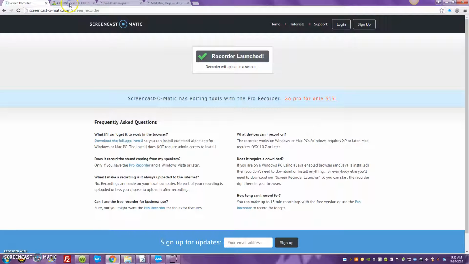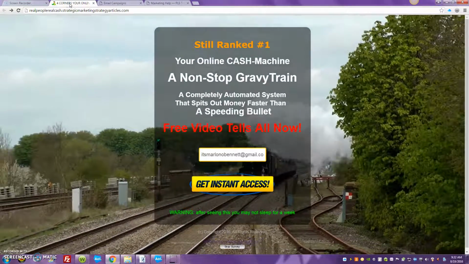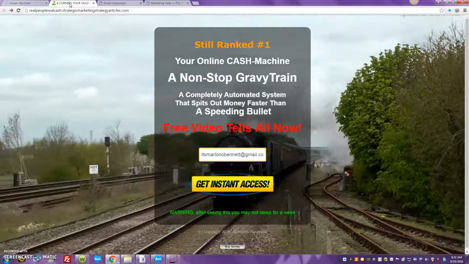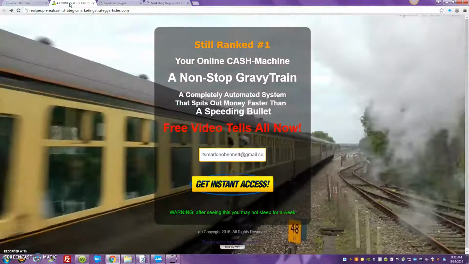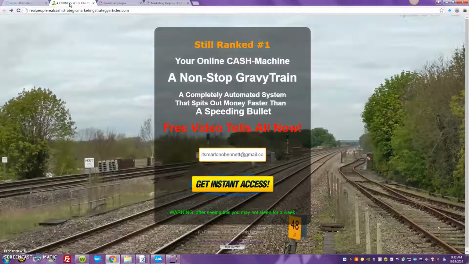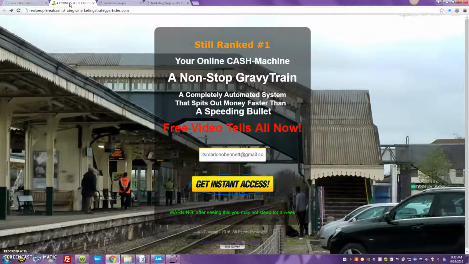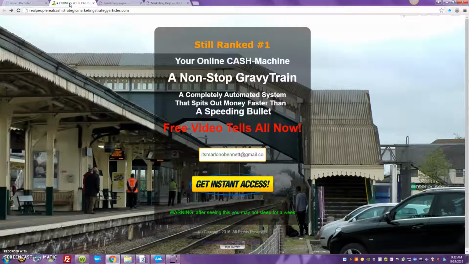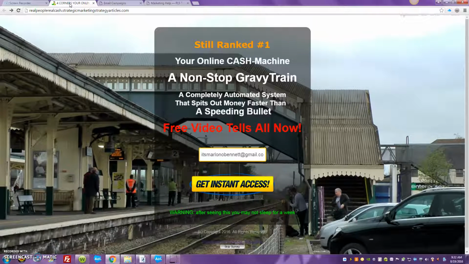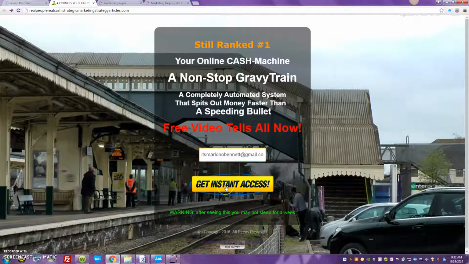So, okay, this is assuming you guys have already set up your capture page, which you can do in about 5 or 10 minutes. And this is my online cash machine, right? I like this capture page because it's intriguing. Look at it. You got the train, you know what I mean? And it really kind of captures people's attention. Not to mention the wording I got up here, right? It says: still ranked number one, your online cash machine, a nonstop gravy train, a completely automated system that spits out money faster than a speeding bullet. And look, it's just beautiful, right?